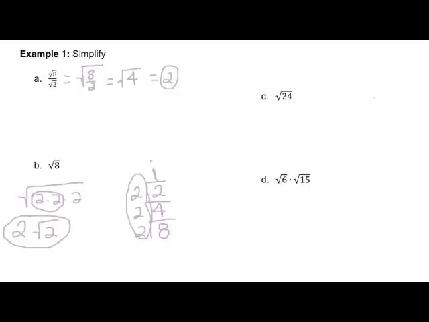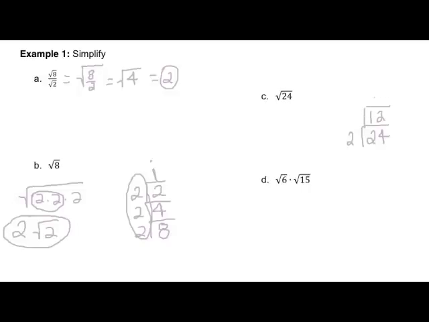For part C, we're simplifying the square root of 24. We're going to do the same thing using your birthday cake method. So we're going to start with 24. Again, we want prime numbers that are divisible by 24. Now I know it's even, so I know it's divisible by 2. If I divide 24 by 2, I get 12.